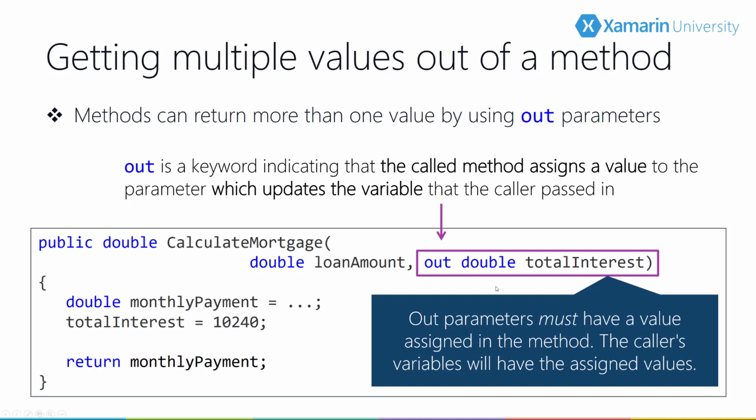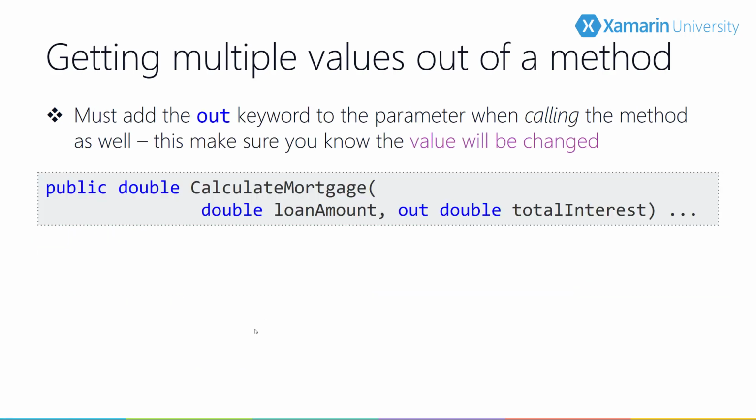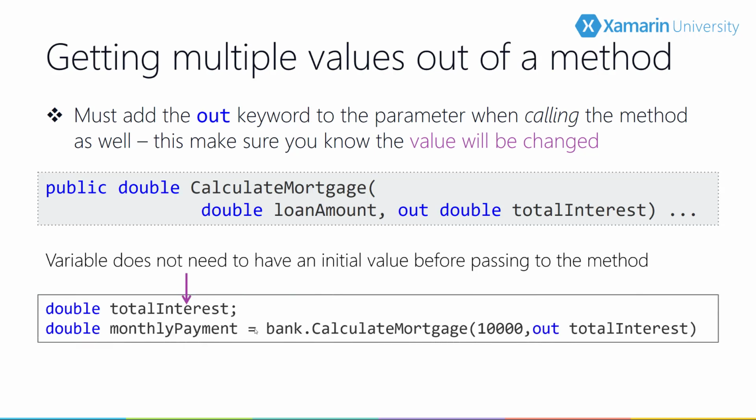So as you can see here, total interest, I'm assigning that output parameter to the value of 10240. So that assignment will actually go back to the caller. So how does it work? Once again, here's our signature of the calculate mortgage method. When I call and invoke that method, notice what I do.